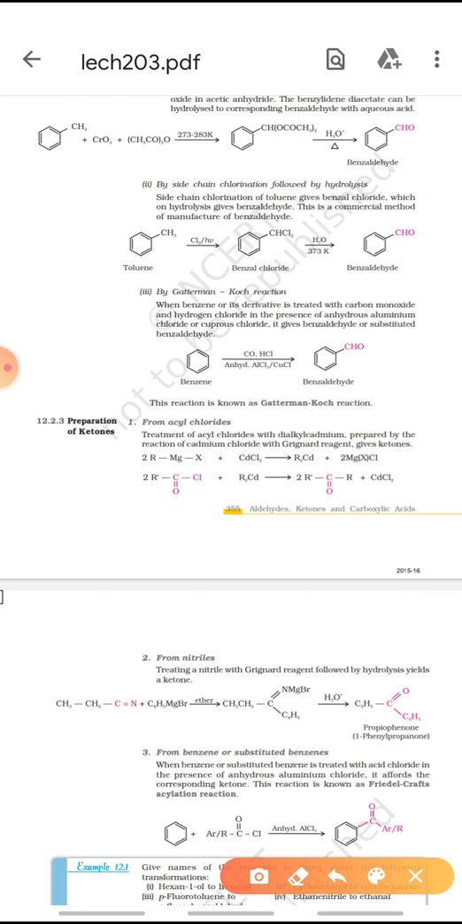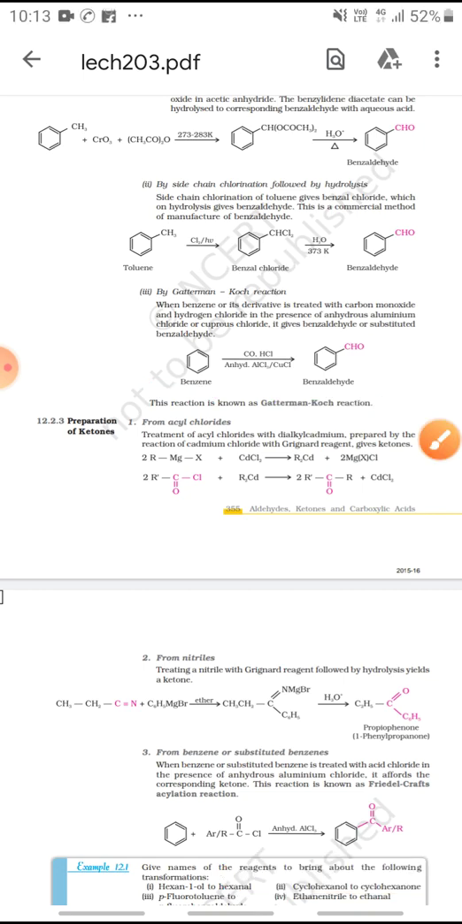Now, next important reaction is the Gattermann-Koch reaction. It is again an important name reaction. In Gattermann-Koch reaction, benzene or any of its derivatives is treated with carbon monoxide and hydrogen chloride in presence of anhydrous aluminium chloride or cuprous chloride, and it results in the substituted benzaldehyde or benzaldehyde, whatever compound we are using as the starting material.